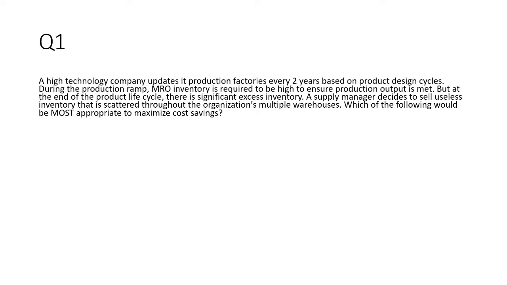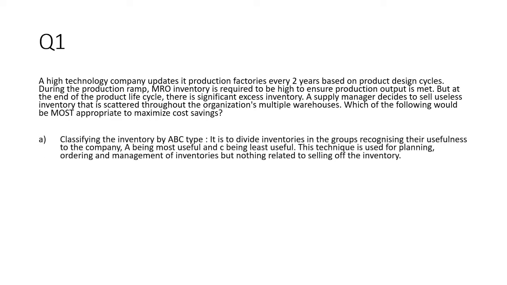A supply manager decides to sell useless inventory that is scattered throughout the organization's multiple warehouses. Which of the following would be the most appropriate to maximize cost saving? The options are option A, classifying the inventory by ABC type. It is to divide inventories in the groups recognizing their usefulness to the company. A being most useful and C being least useful.